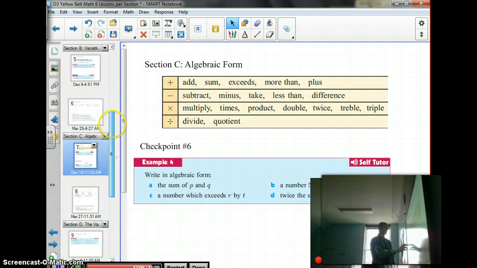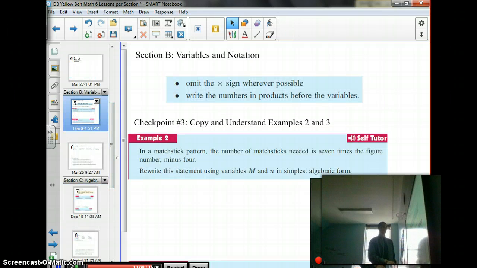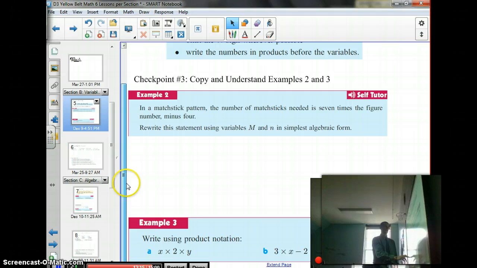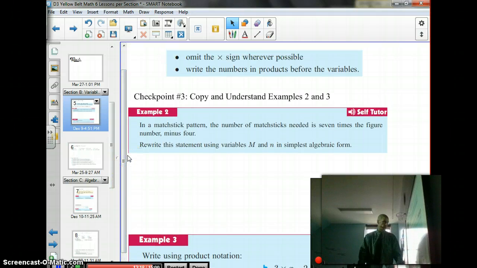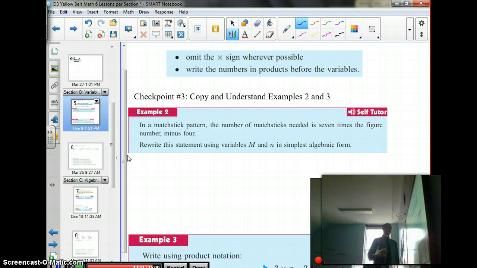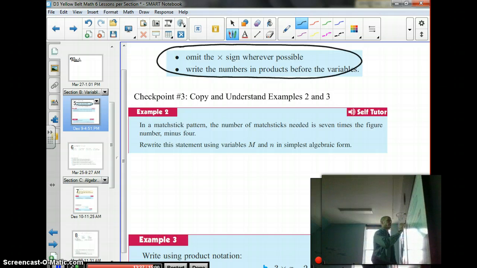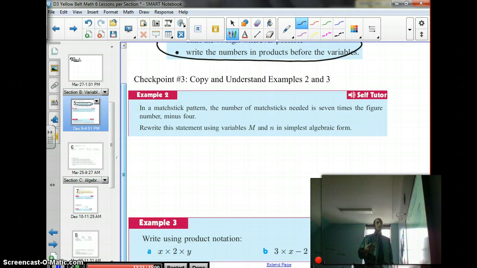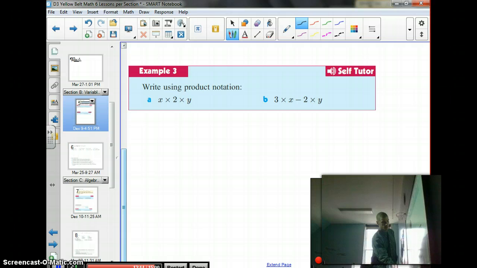We're going to be starting variables and notation. Variables and notation are simply this. One thing we don't do starting now is we're going to take out multiplication signs. And the reason why we take out multiplication signs is because multiplication signs look like x's, sorry. They look like x's. And x's now are used as variables.